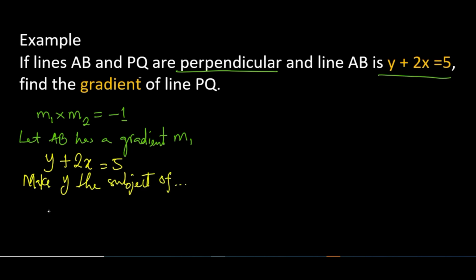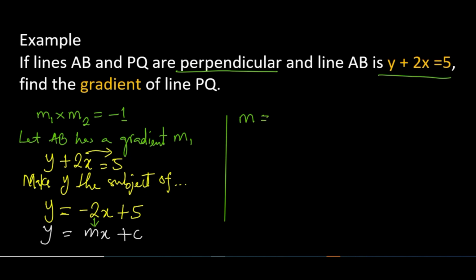Make y the subject of the formula. So y equals -2x, when you take that one to the other side, plus 5. By the general equation of a straight line, y equals mx plus c, you will see that the coefficient of x there is the gradient, which is equal to -2. Suppose M1, which is the gradient of AB, is equal to that -2.